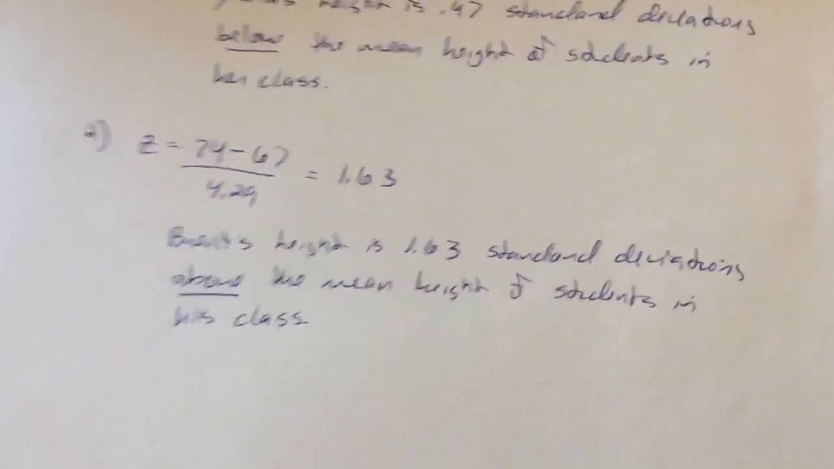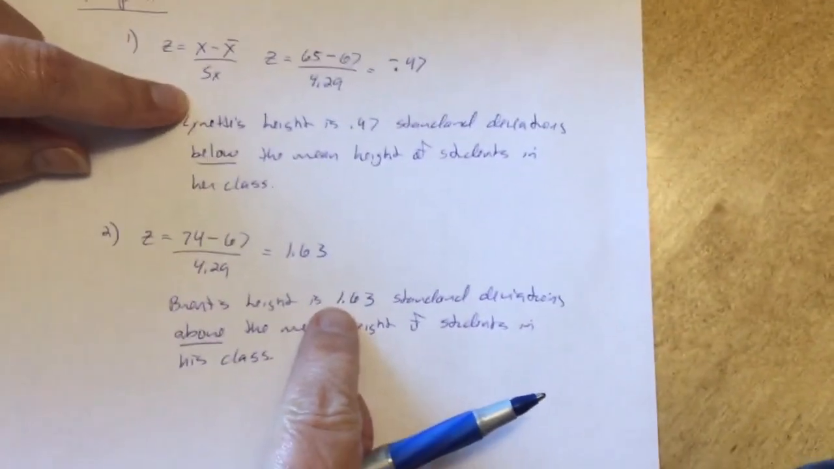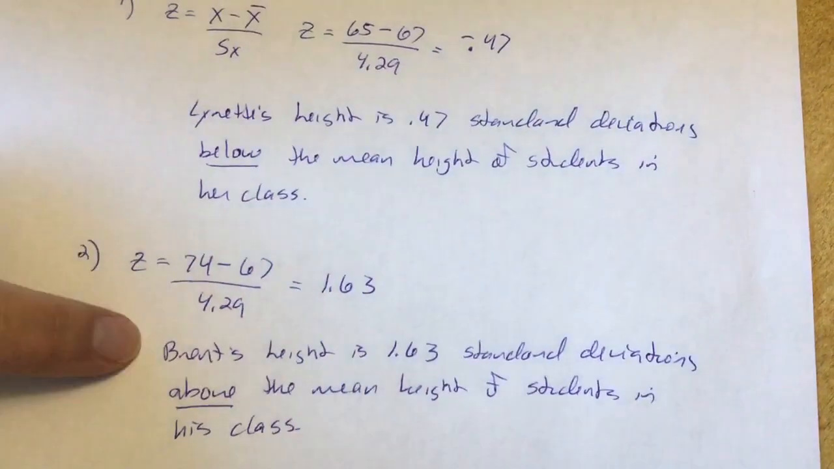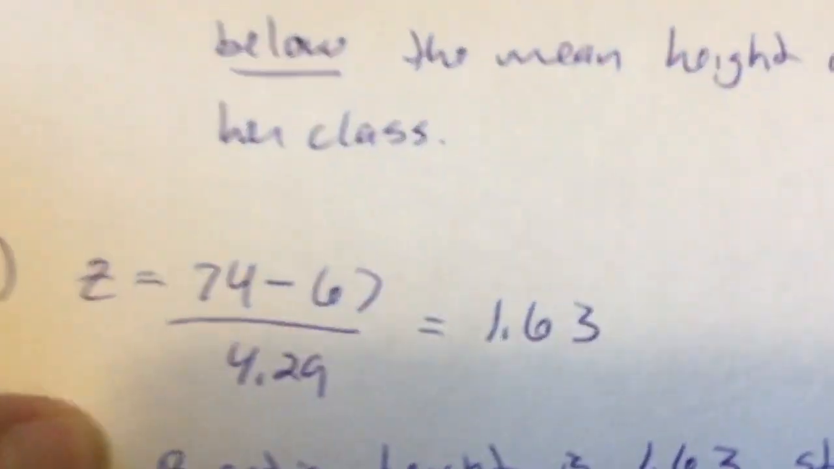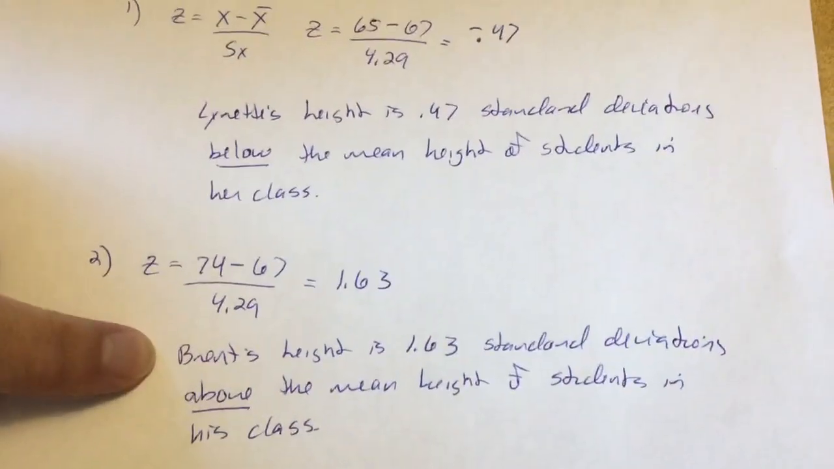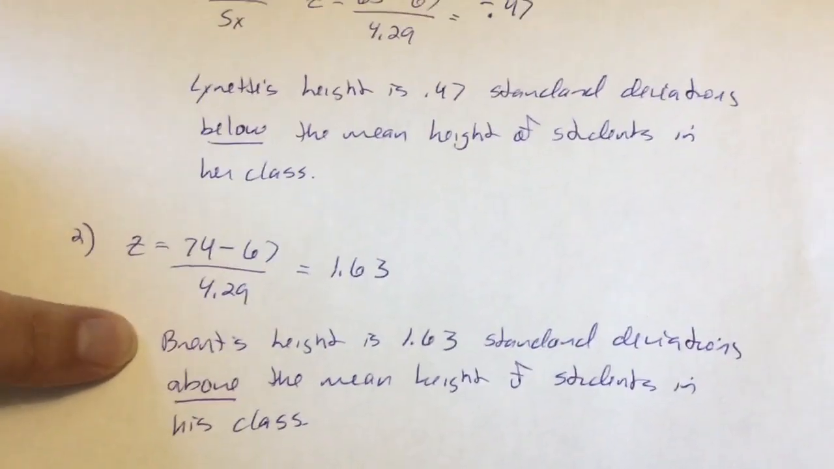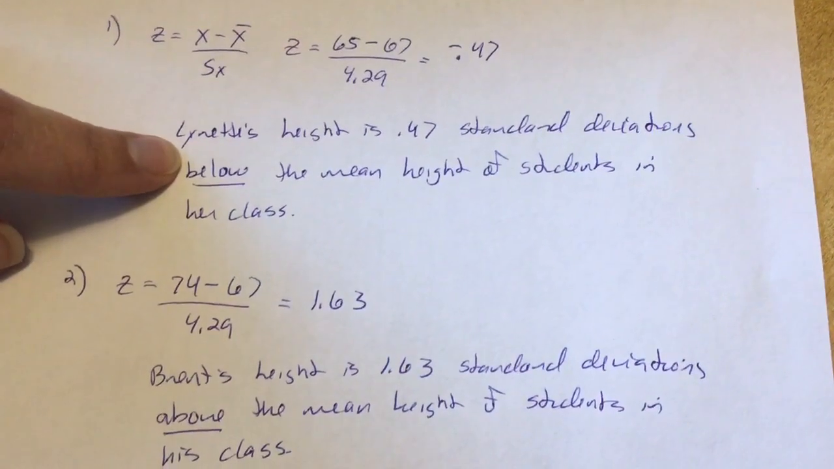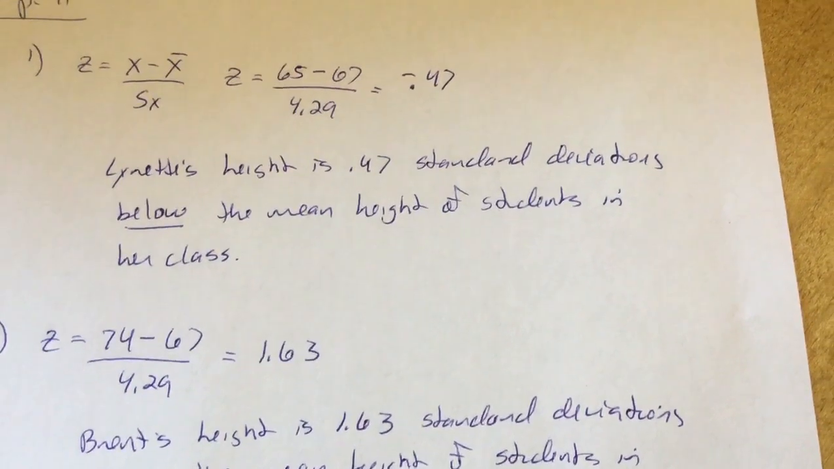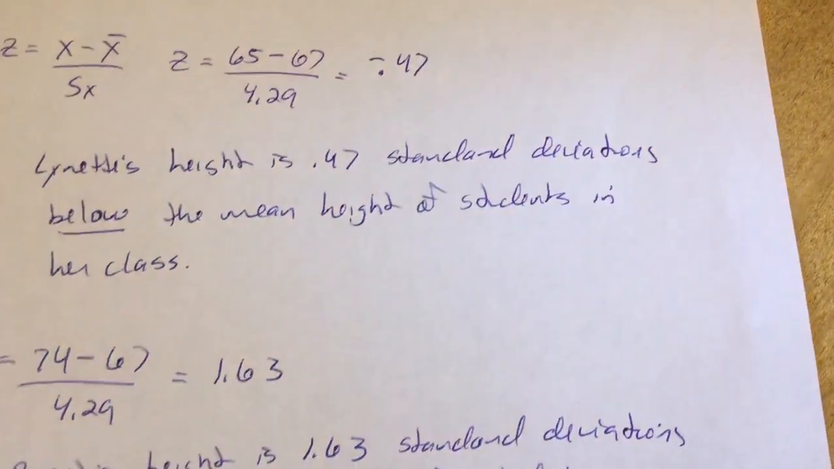So above is the positiveness. If you look at both of them, Lynette's a little bit below and Brent's a little bit more above. So who's further away from the mean? Brent's height is the one that's farthest from the typical height, because the typical height is the mean. Lynette's closer to the mean, but Brent is further away, so even though he's higher than the average height, he's actually further away from the mean.